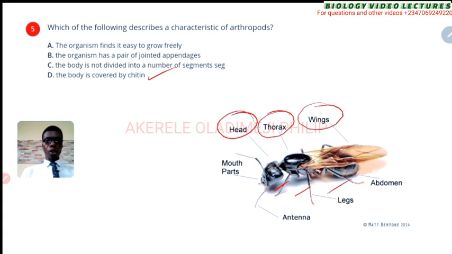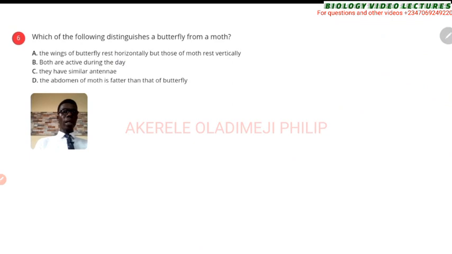Which of the following distinguishes a butterfly from a moth? The wings of a butterfly rise horizontally, but those of a moth rise vertically. That information ought to be the other way around, so that option is wrong. Both are active during the day. They have similar antennae. The abdomen of a moth is faster than that of a butterfly. I think I'm going to work with D.